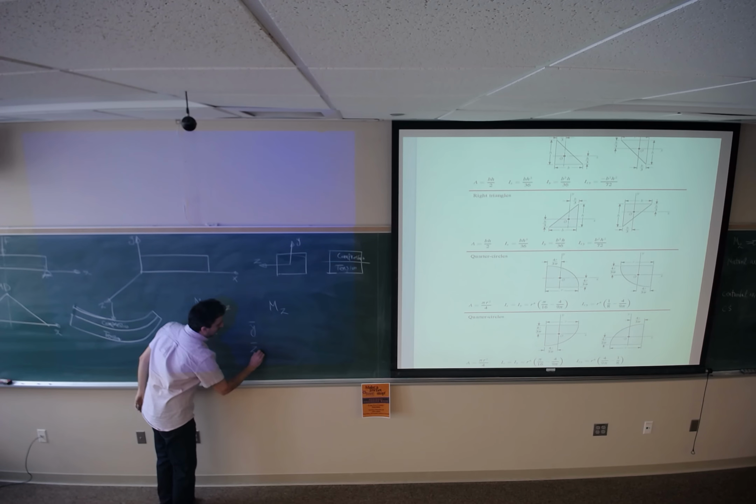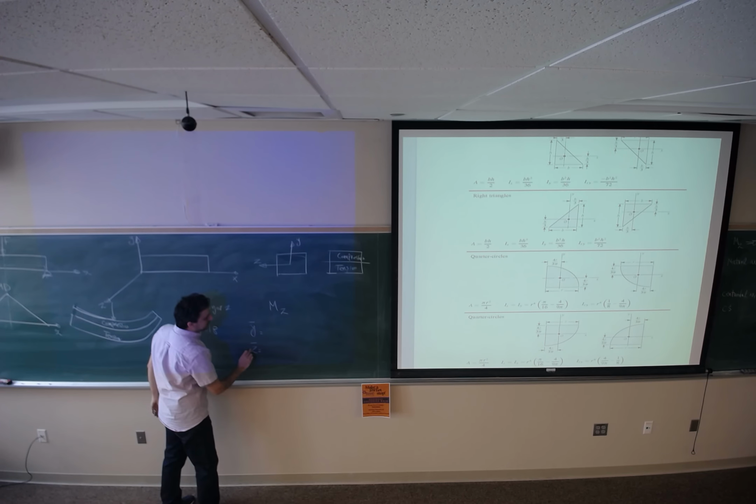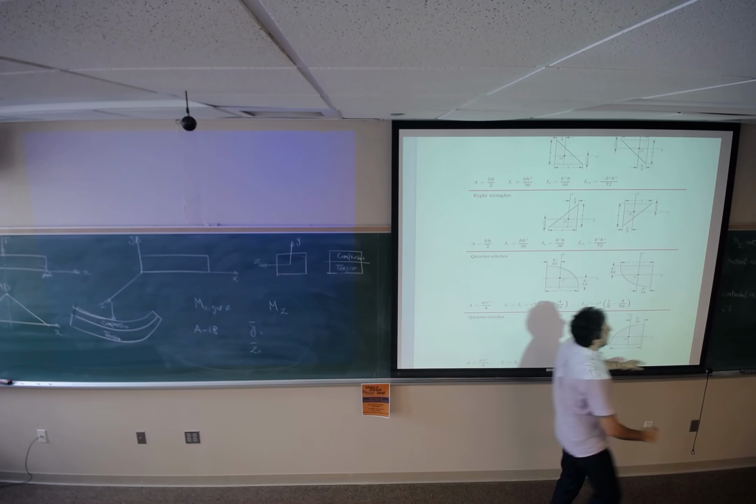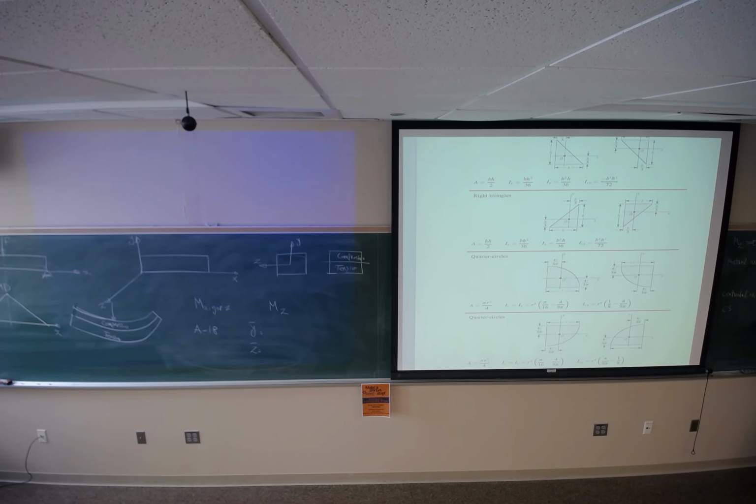How can we find y bar and z bar, which are the coordinates of the centroid? It's going to be the integration of y dA over A, and for z bar, the integration of z dA over A. These are valid for a continuous cross section like this or this.